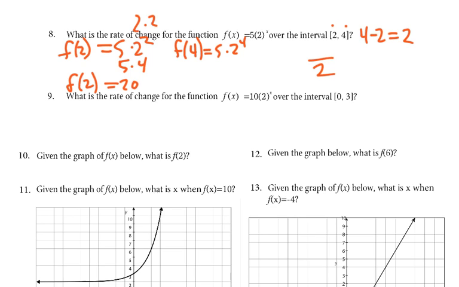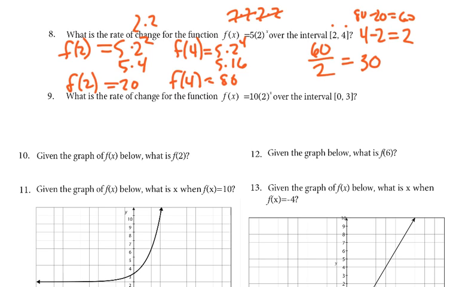Then 2 to the 4th, that's 2 times 2 times 2 times 2. That would be 4, that would be 4. 4 times 4 is 16. So 5 times 16 is 80. So f of 4 would equal 80. So then I'd go 80 minus 20, which would give me 60. So 60 divided by 2, which would give me a rate of change of 30.